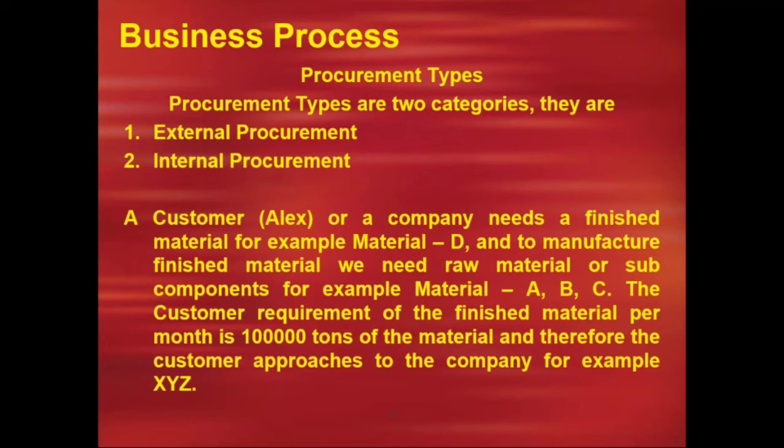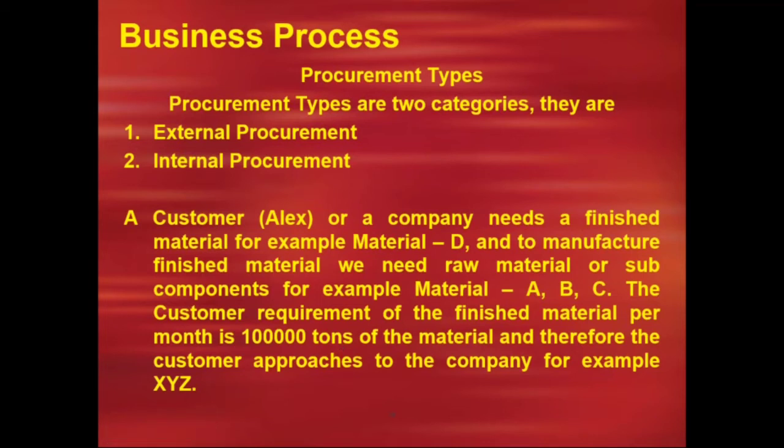A customer places an order to the company. A customer or a company approaches a company saying that we need a material called D, for example. D is a finished material required by the customer, Alex. How much of this finished material do they need? 1 lakh tons of the material per month. So it's a huge business requirement.